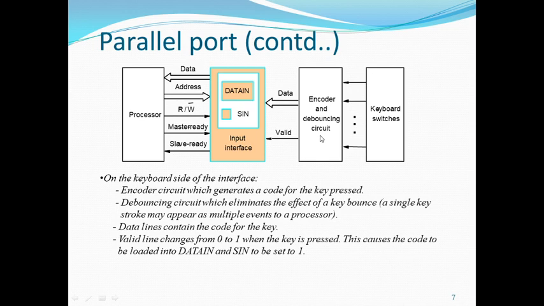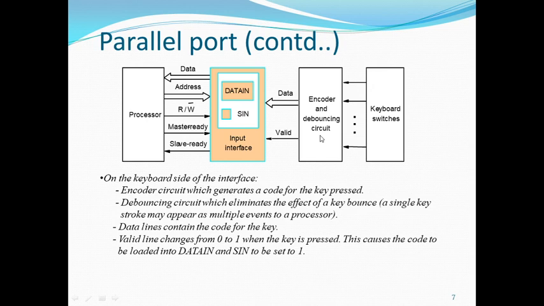This information is sent to the interface circuit, which contains a data register, that is DATAIN, and a status flag, SIN. So when a key is pressed, the valid signal changes from 0 to 1. It will cause the ASCII code to be loaded into DATAIN, and SIN is set to 1. The status flag SIN is cleared to 0 when the processor reads the contents of the DATAIN register.